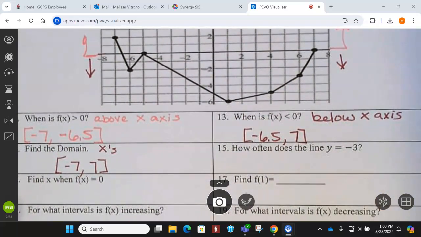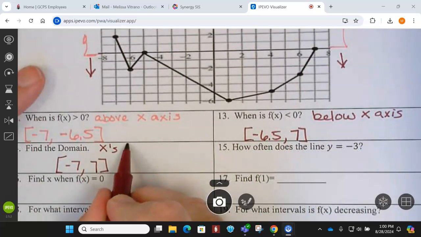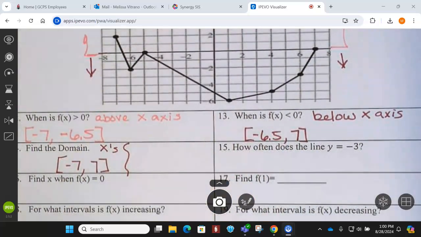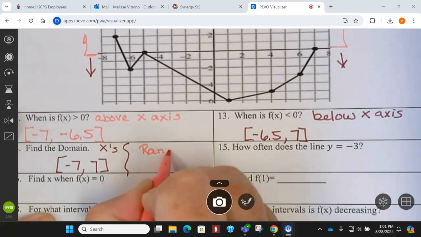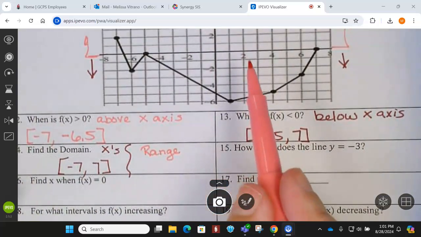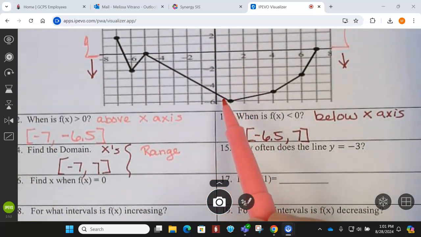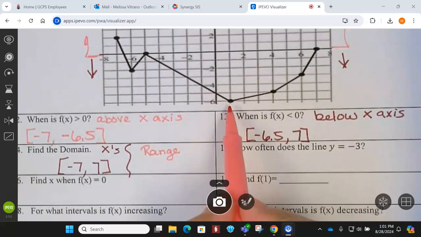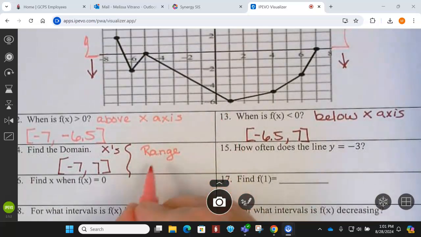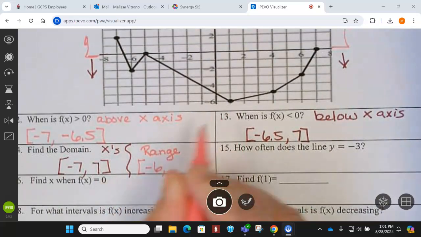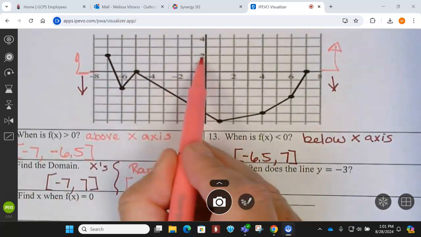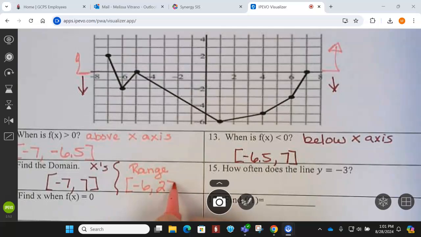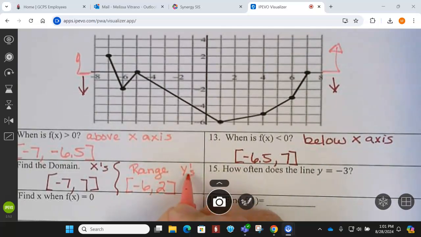Okay. You know what? They didn't say it, but let's do it anyway. Range. Let me change that color. Let's add our own question. Range. Do I cover all the positive y's? No. I stop down here at negative 6. And then how far up do I go? Right here. I stop here at 2. This is the only y values.